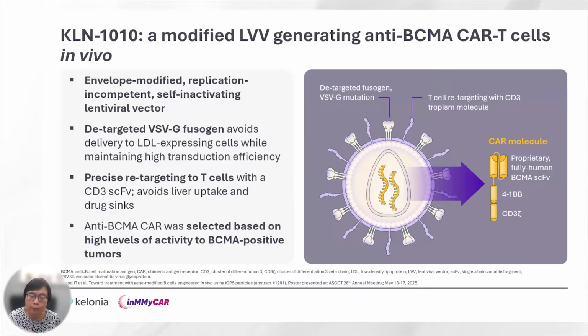Secondly, the viral vector is precisely targeted to the T cells using an anti-CD3 single-chain variable fragment. These modified envelope proteins therefore target the CD3 positive T cells to enable entry of KLN-1010, delivering a transgene that is encoding a fully human anti-BCMA chimeric antigen receptor, shown on the slide here, which was selected based on high levels of activity to BCMA positive tumors.